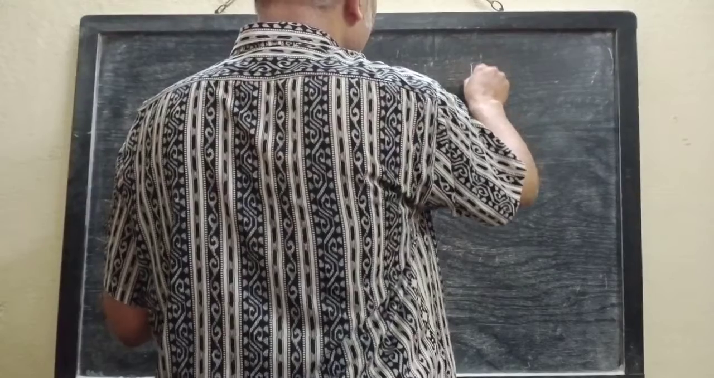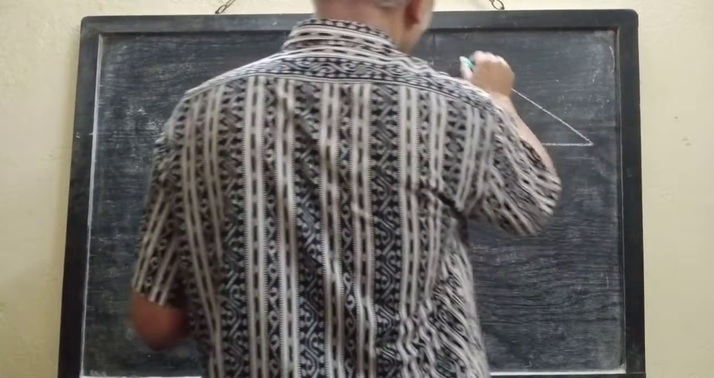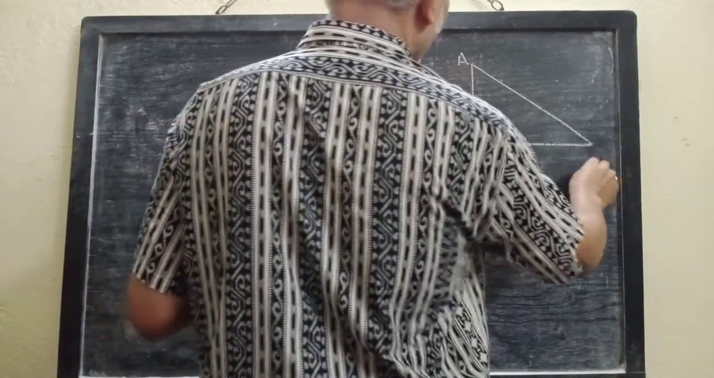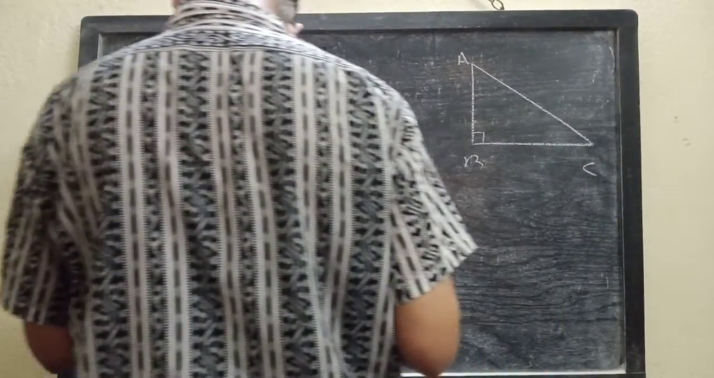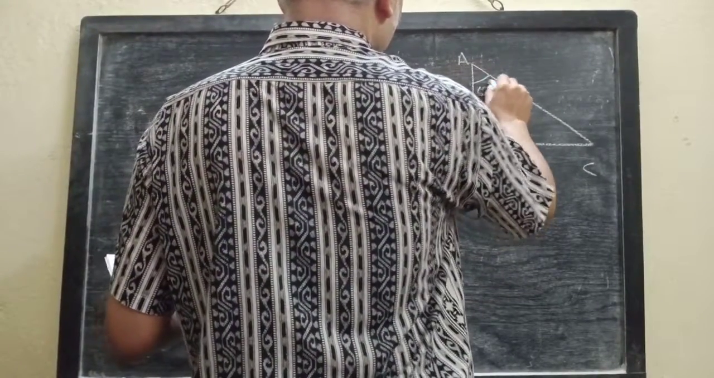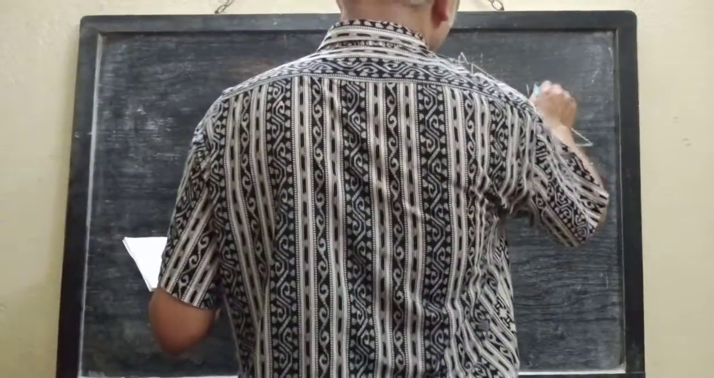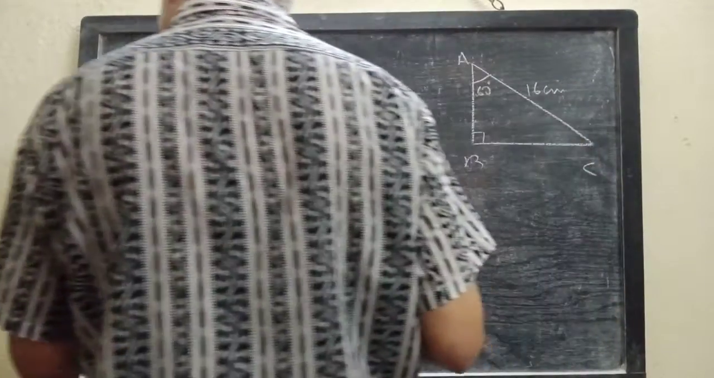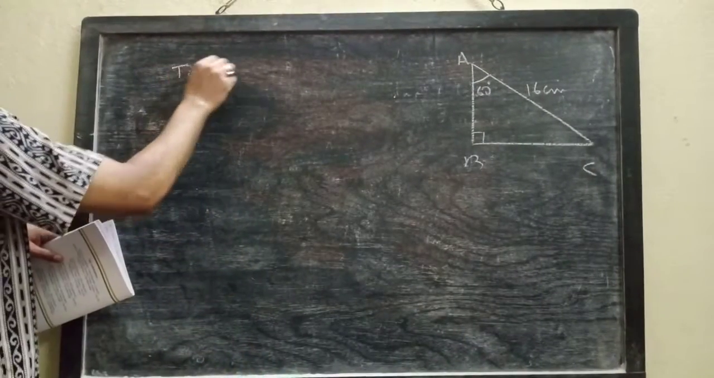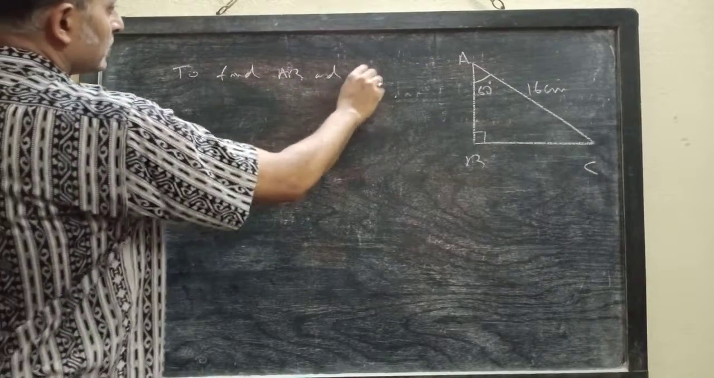ABC is a right triangle at B. Right angle at B. Angle A is of measure 60 degrees. AC is of length 16 centimeters. To find AB and BC.